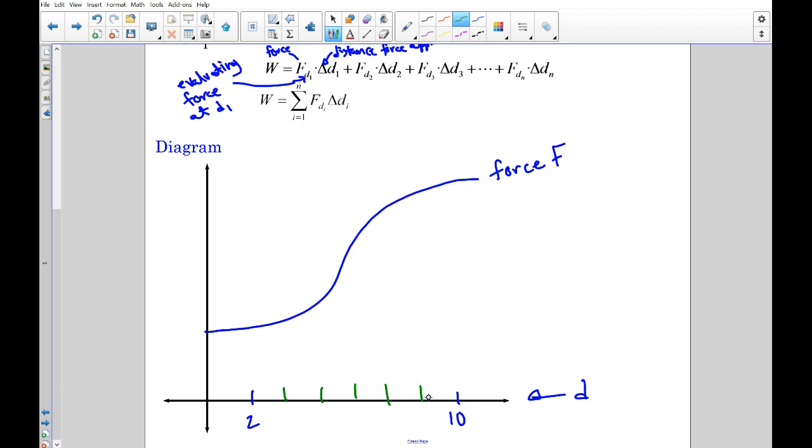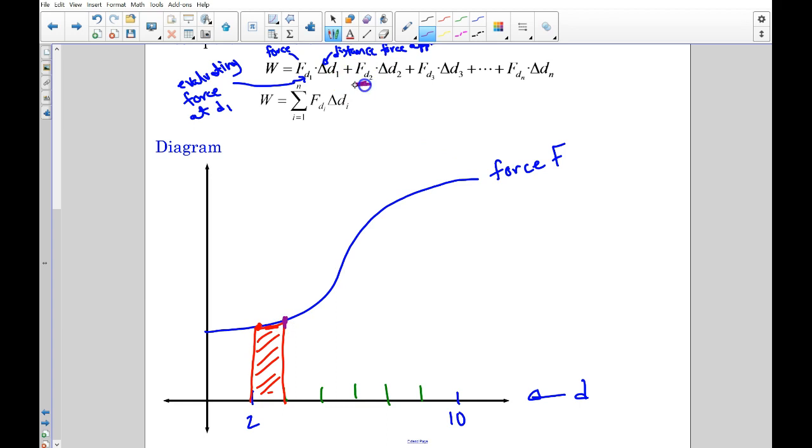And so really when I take those products, I'm multiplying the force value times the distance that it's covering. So really what I'm doing each time is I'm making rectangles. And then the next one, I'd go up to the curve. This would be the force value.